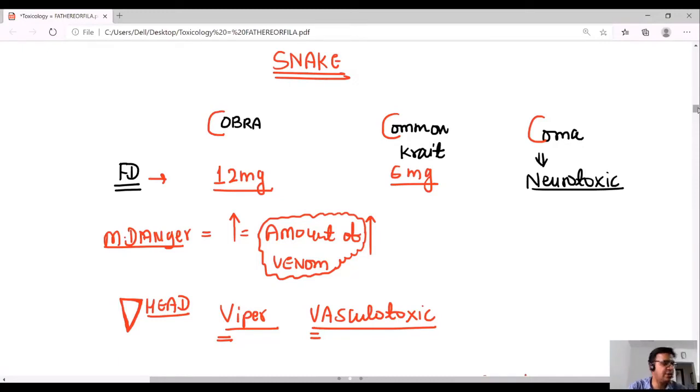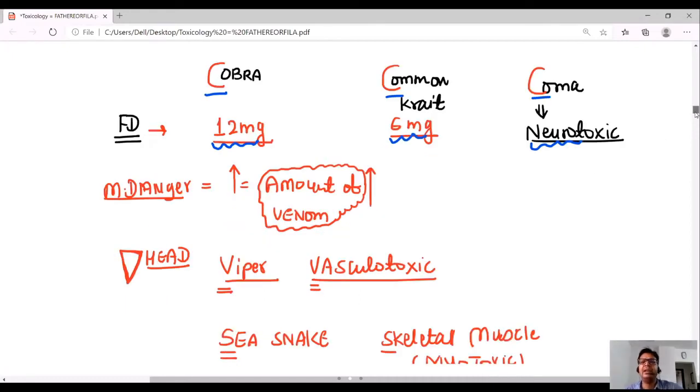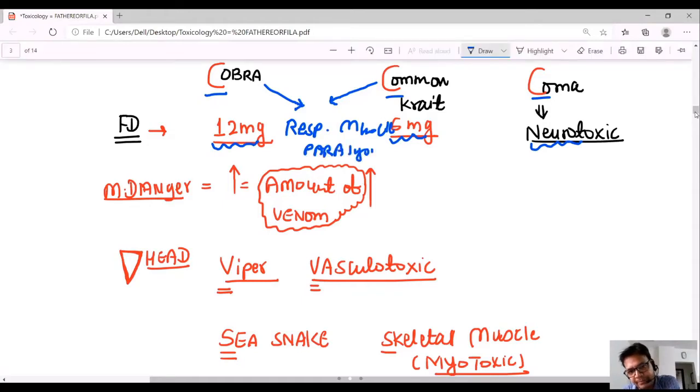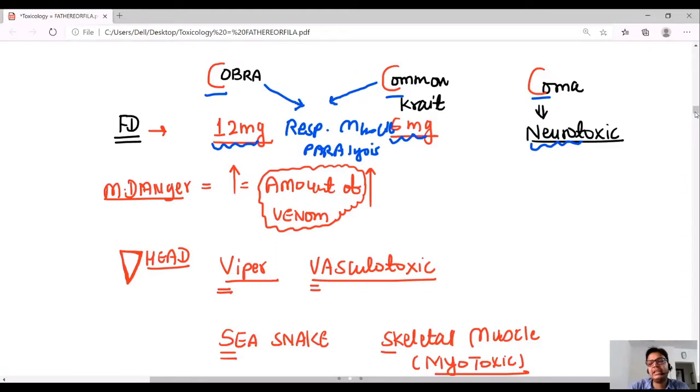As I told you, snake poisoning is known as ophidism. C for cobra, C for common krait, C for coma. Cobra, common krait, coma. Fatal dose 12 milligram, 6 milligram. All are neurotoxic. In cobra and common krait, because these are neurotoxic, the cause of death is respiratory muscle paralysis. Because of coma, the brain will be damaged, and respiratory muscle paralysis will be there.